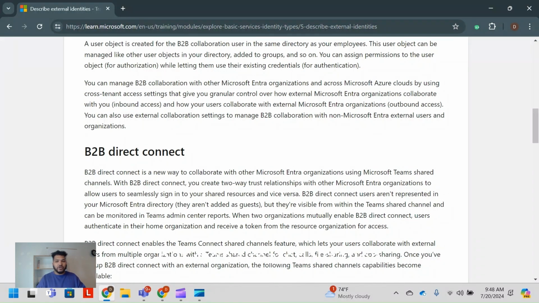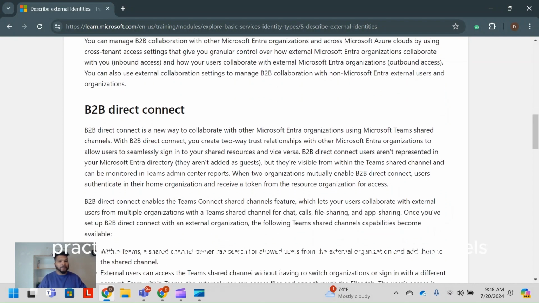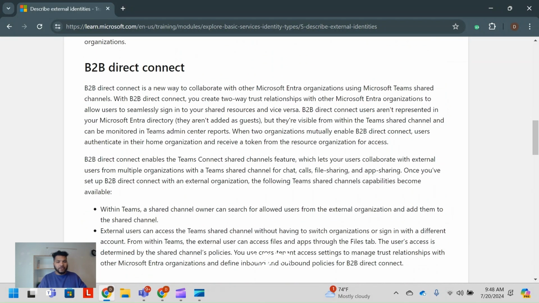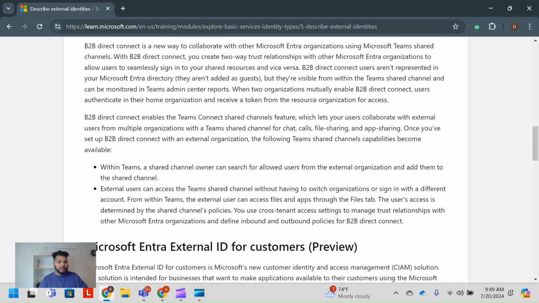When two organizations mutually enable B2B direct connect, you authenticate in your home organization and receive a token from the resource organization for access. This enables the Teams Connect shared channels feature, so you can see it right within Teams. The shared channel owner can search for allowed users from the external organization and add them to the shared channel. So it's very important. If your organizations are doing a lot of collaboration, you can see where B2B Connect will really be beneficial for your org.